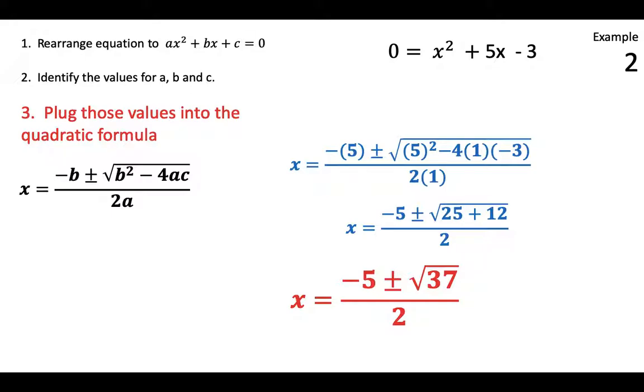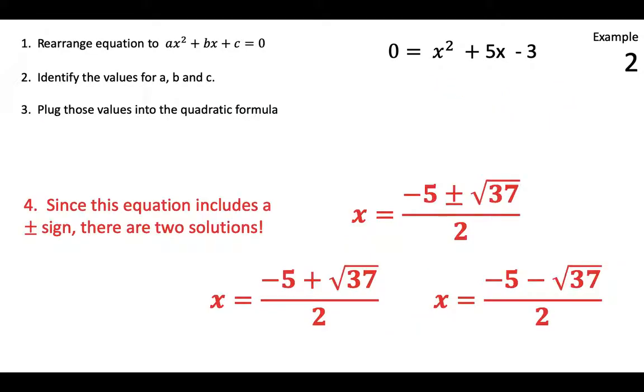That number is as simplified as it can be. So that's good. That means that I can divide it into its two solutions. I divide it into the two solutions since there's a plus or a minus sign. So I have x equals negative 5 plus square root of 37 over 2, and x equals negative 5 minus square root of 37 over 2.